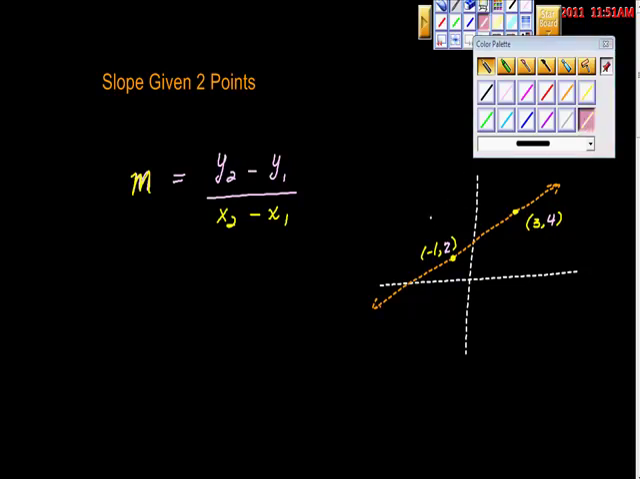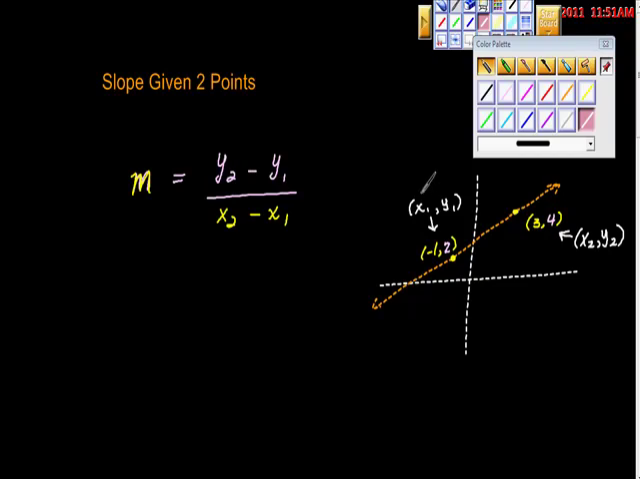If you don't mind, I'm going to label this first point right here. I'm going to label this the point x sub 1, y sub 1. And this point over here, I'm going to name this point the point x sub 2, y sub 2.